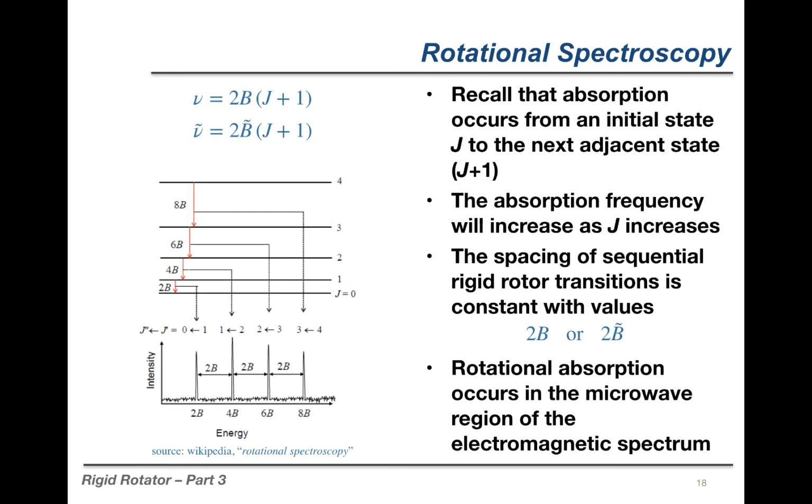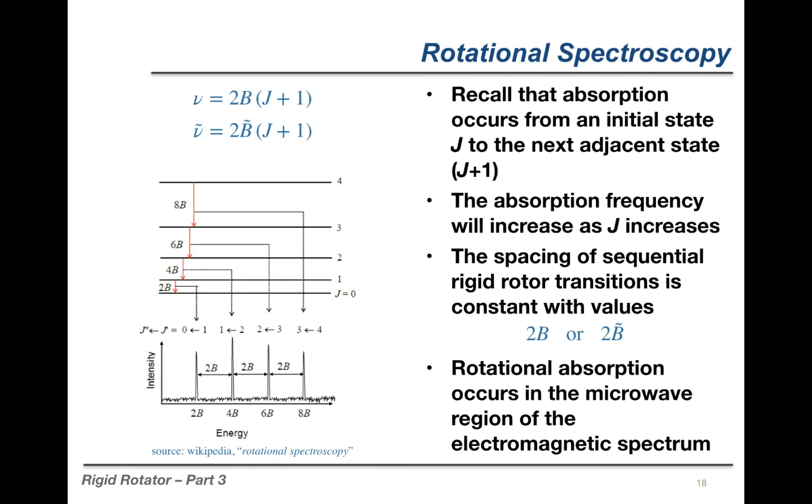As with other kinds of spectroscopies you've seen, a rotational spectrum shows absorption as a function of frequency. On the top of the slide on the left, I've rewritten the relationship between the frequency absorbed and the transition we're observing. Again, this expression tells us the frequency required to move from state J to state J plus 1.